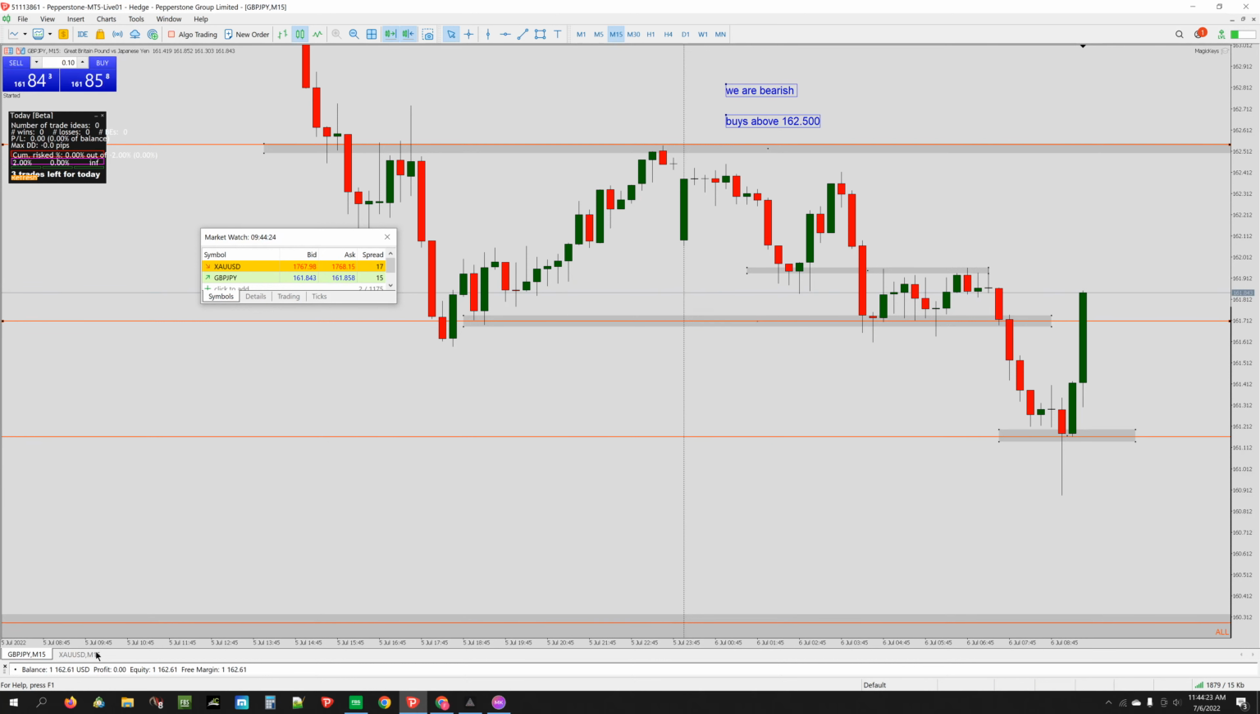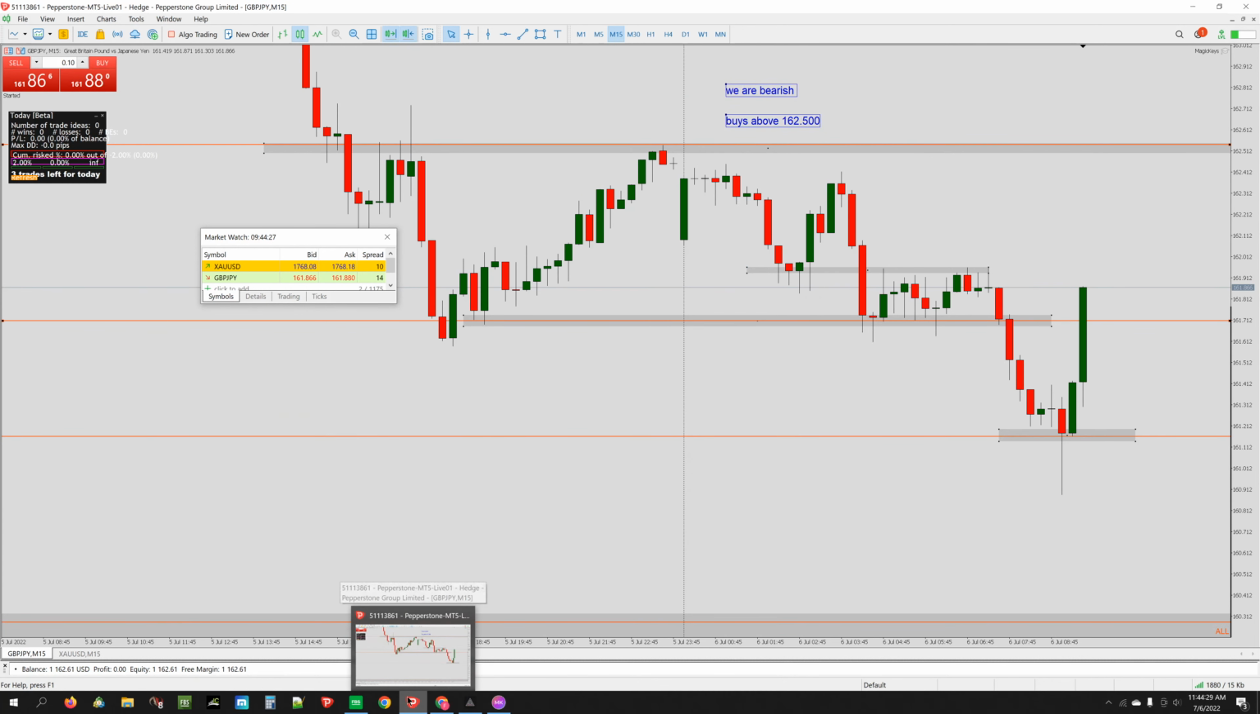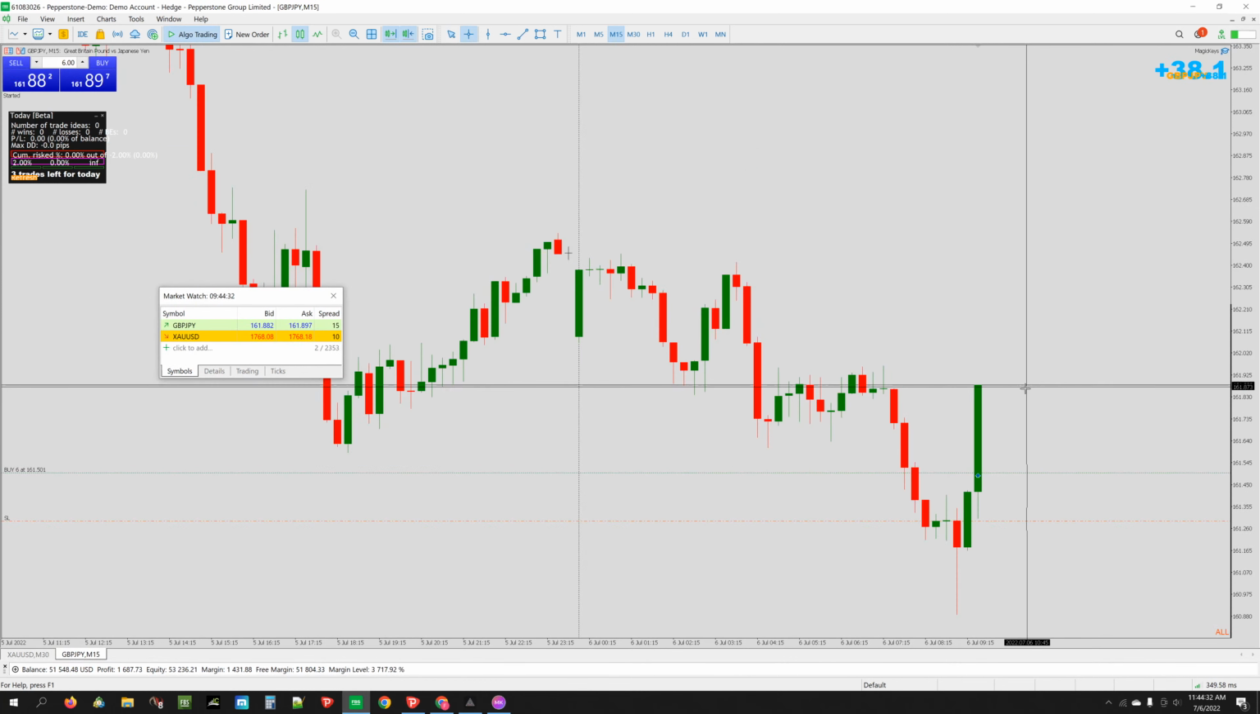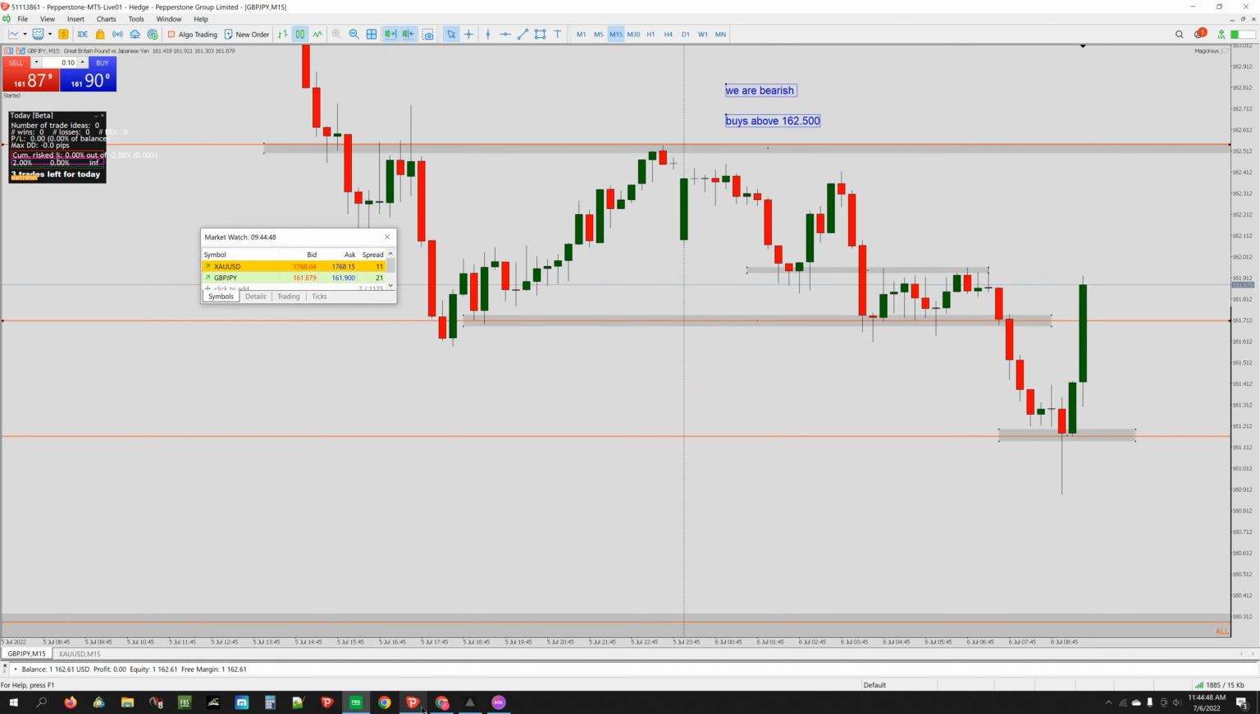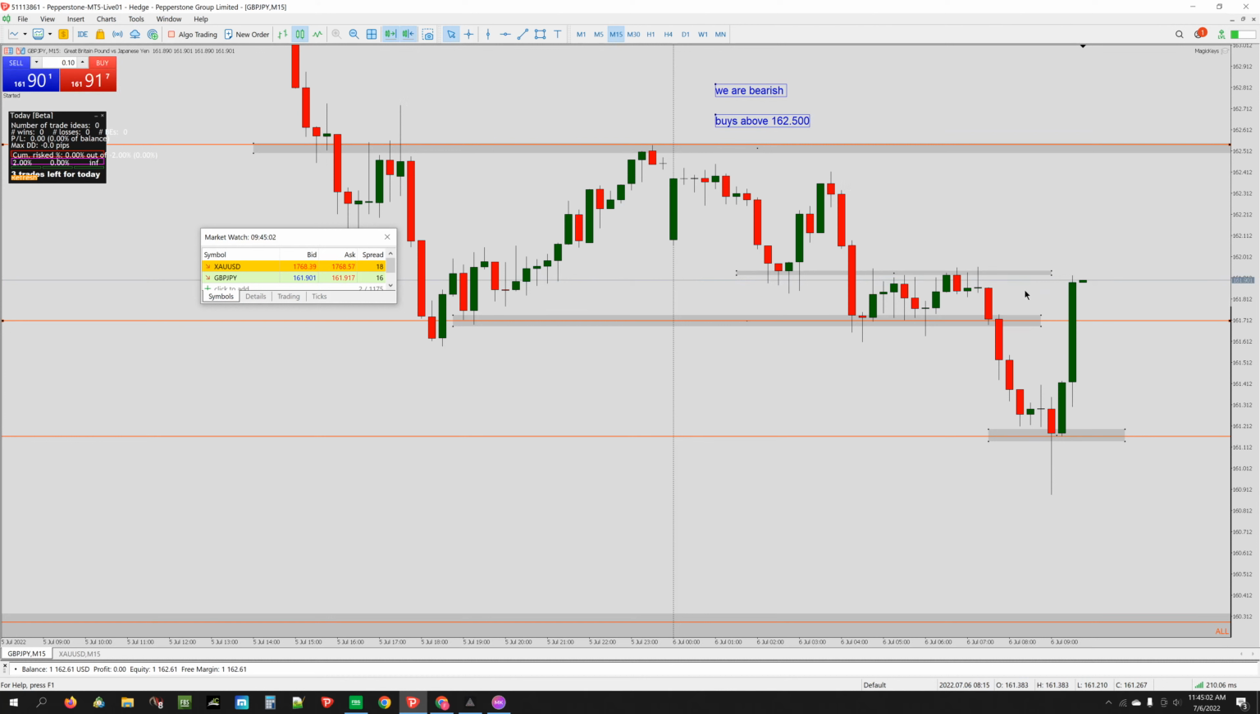So this trade is in 39 pip profit. 42 pips, man. This thing, man, I was waiting for a retracement. This is the thing. This is the way things are. It is what it is, as my mentor would say.